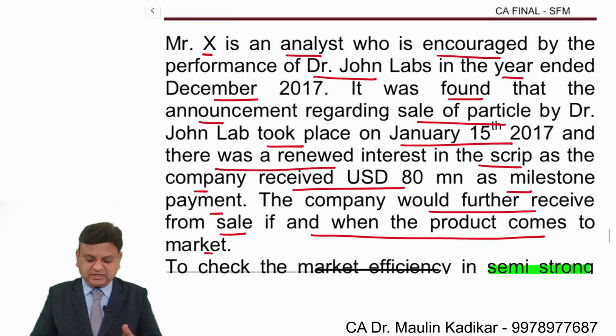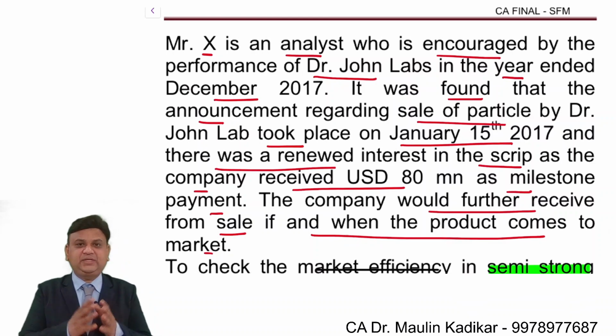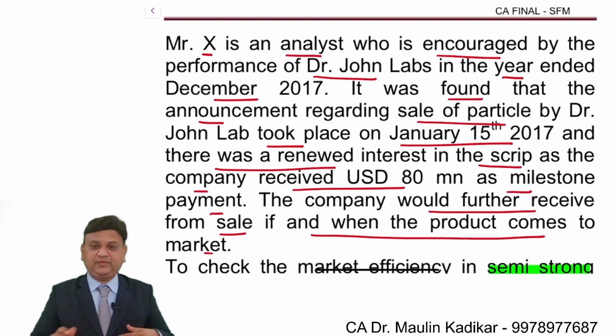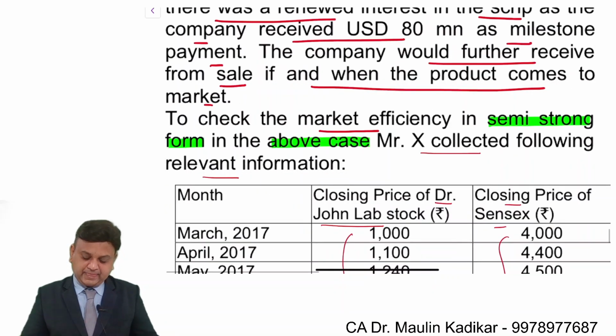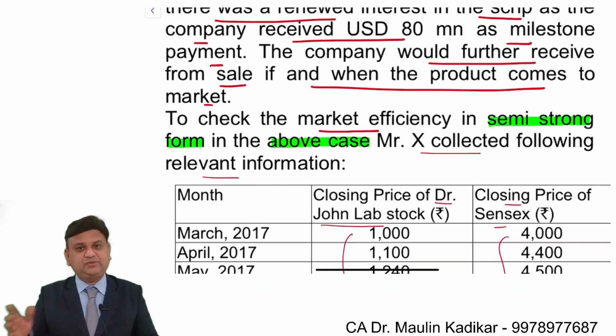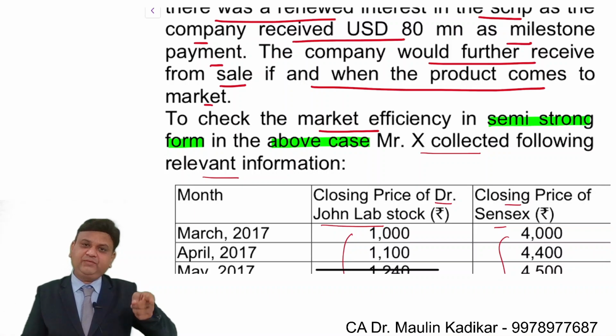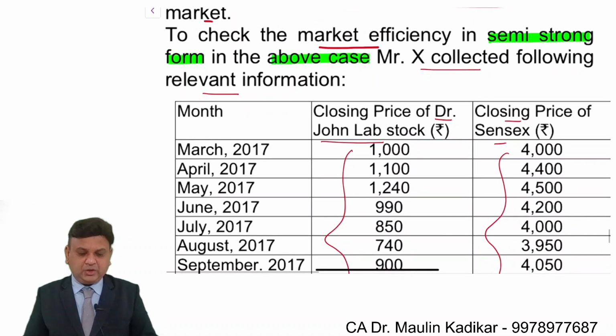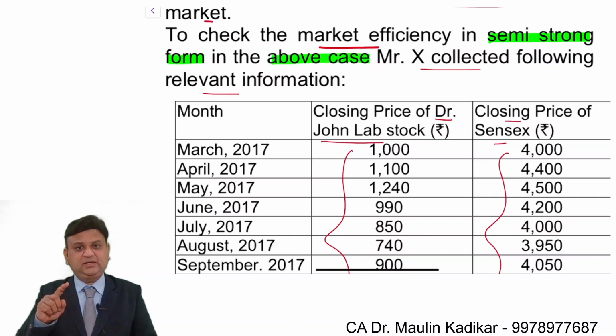So Dr. John Lab must have done some research on a product and that must have been sold to a company, and that pharmaceutical company has made a huge payment of $80 million. The company would further receive from the sale as and when the product comes into the market. So when that product comes into the market, the pharmaceutical company is again going to make payment to Dr. John Lab. To check the market efficiency, semi-strong in the above case, Mr. X collected the following information.